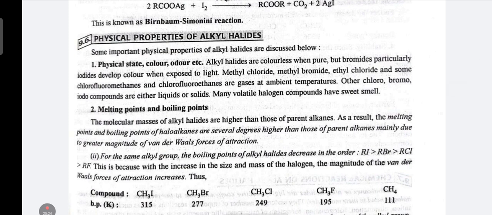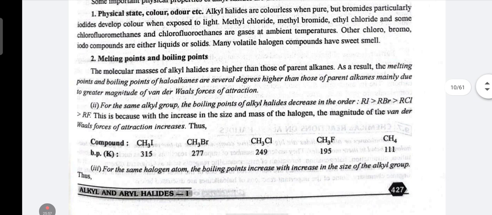Physical state, color and odor. Alkyl halides are colorless when pure, but bromides, and particularly iodides, develop a color when exposed to light. Methyl chloride, methyl bromide, ethyl chloride, and some chlorofluoromethanes and chlorofluoroethanes are gaseous at ambient temperature. Other chloro, bromo and iodo compounds are either liquid or solid. Many volatile halogen compounds have a sweet smell.